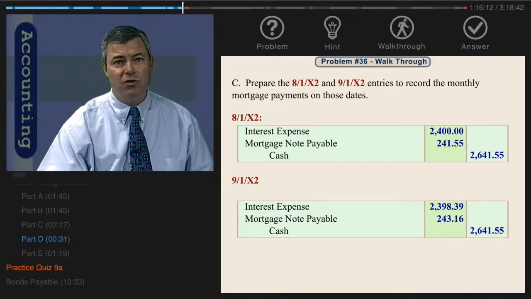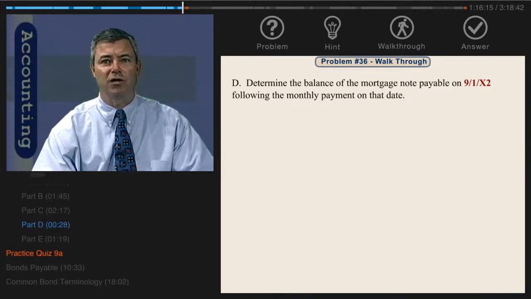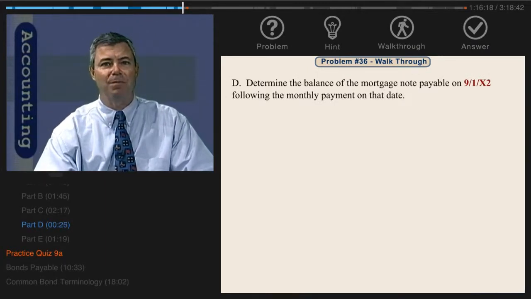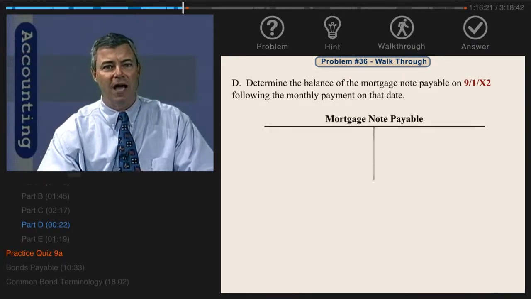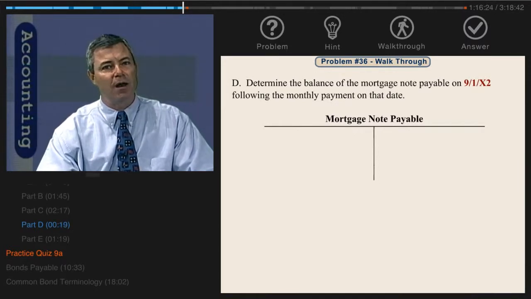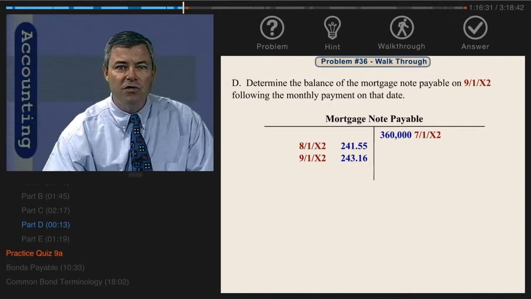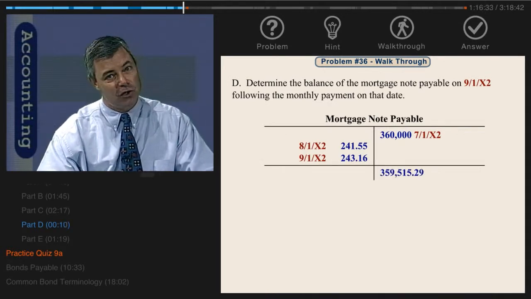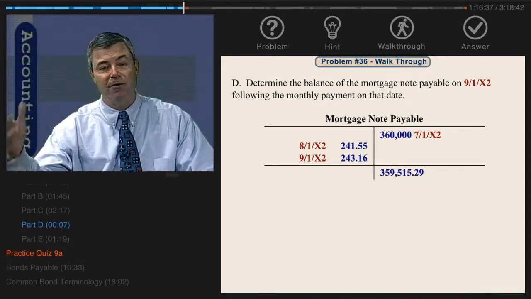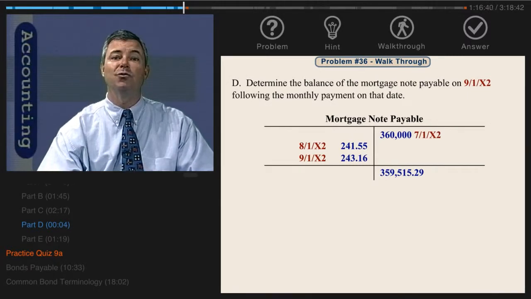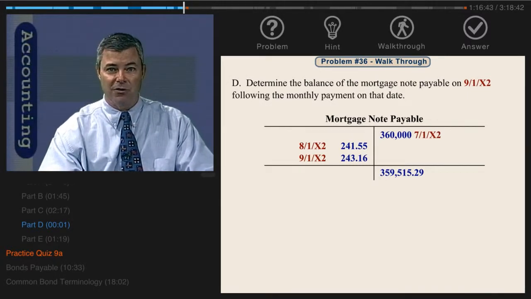$243.16. The next question in this problem asks you to determine the balance of the mortgage note immediately following this second payment. Well, just draw a T account and show the declining balance of the mortgage note by beginning it with a credit balance of $360,000 and then showing the amounts of each of the debits from the first two entries. And it leaves you with $359,515.29. In fact, if you're going to pay off the note at this time, that's the amount that you would owe. You don't owe the full $360,000 anymore.